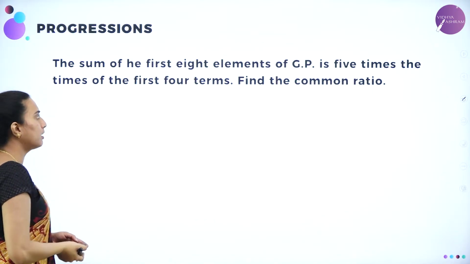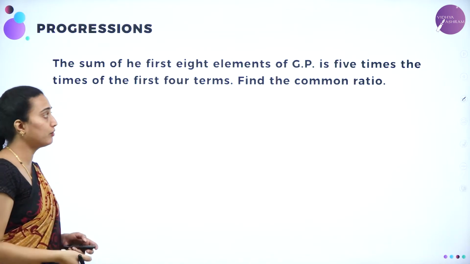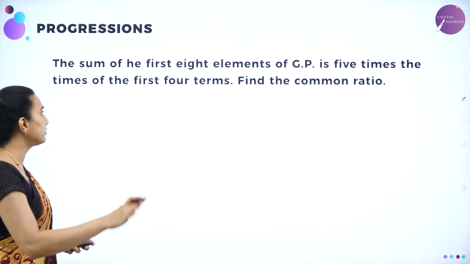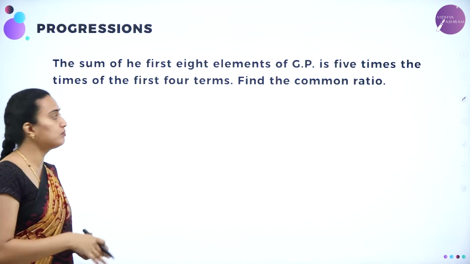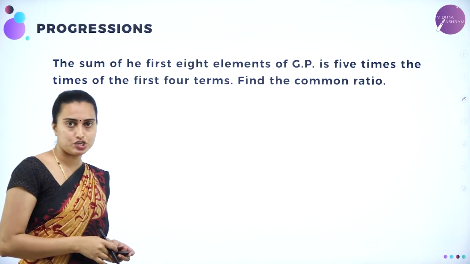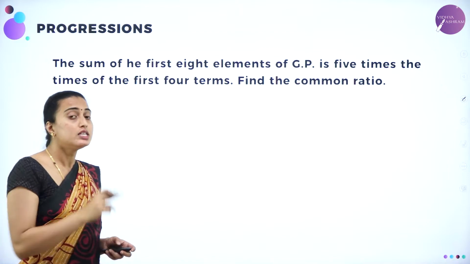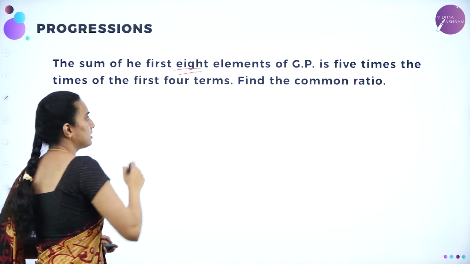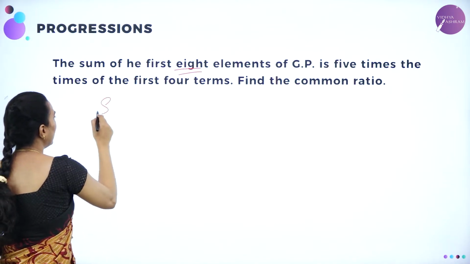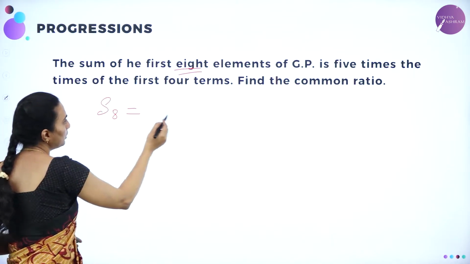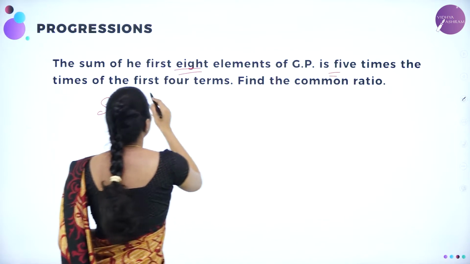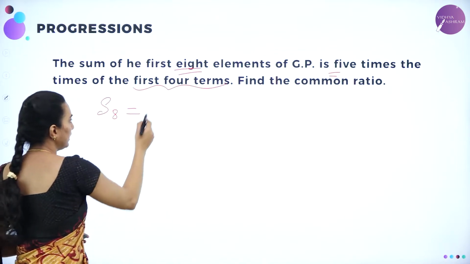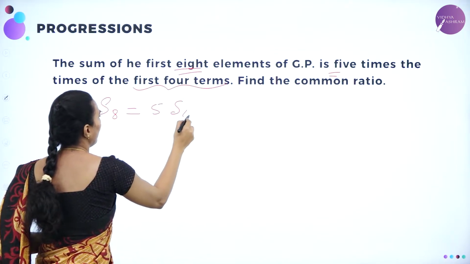Here they have given that the sum of the first 8 elements of a GP is 5 times the sum of the first 4 terms. Find the common ratio. They have asked you to find out the r here. Sum means what? Sn. They have given the sum of the first 8 elements, that is S8. According to the given condition, it is equal to 5 times the sum of the first 4 terms, that is 5 times S4.